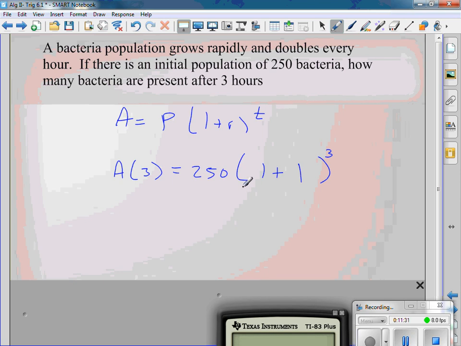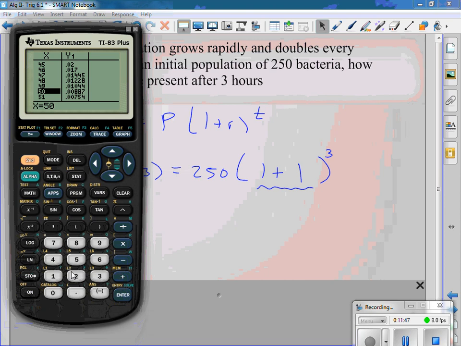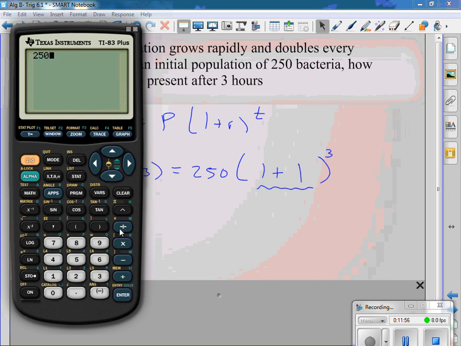All right? A lot of you were putting 2 in here thinking you're doubling the rate. But this whole entire thing is telling you what's happening. 1 plus 1 is 2, which means I'm doubling it. So in the calculator, all I have to do is type 250 times, what's 1 plus 1? 2 to the third. You don't have to write 1 plus 1. If you can do the little math, just type it in. I was just letting you type it in as is.